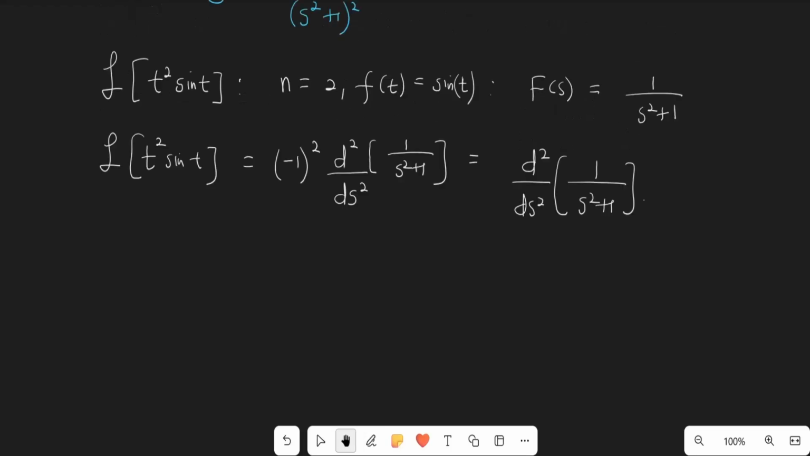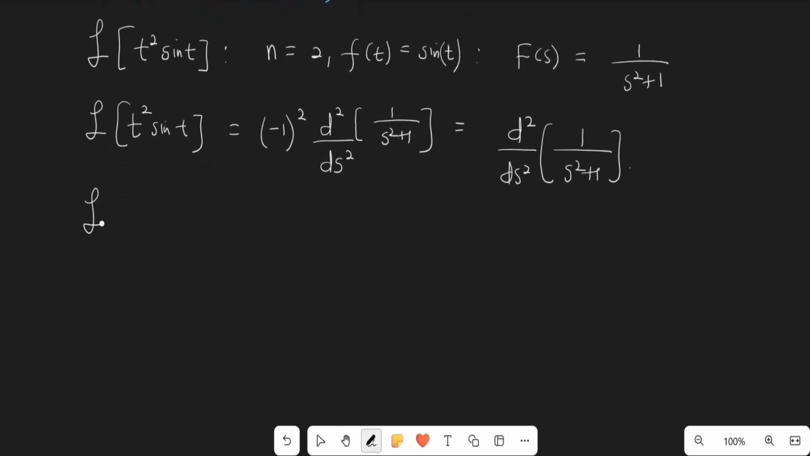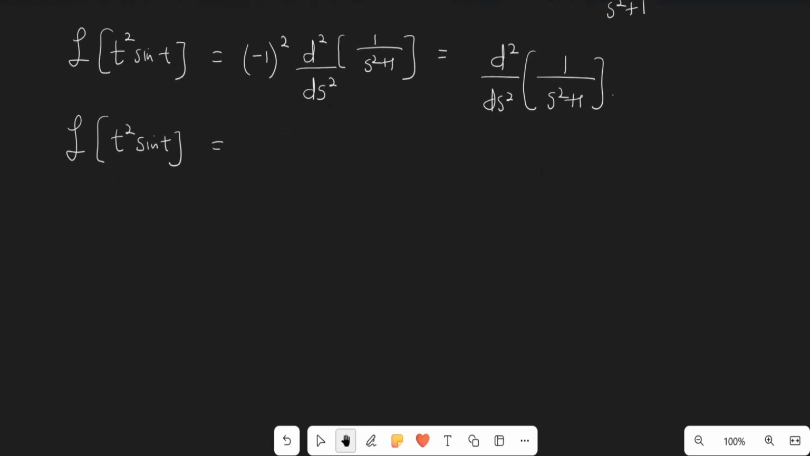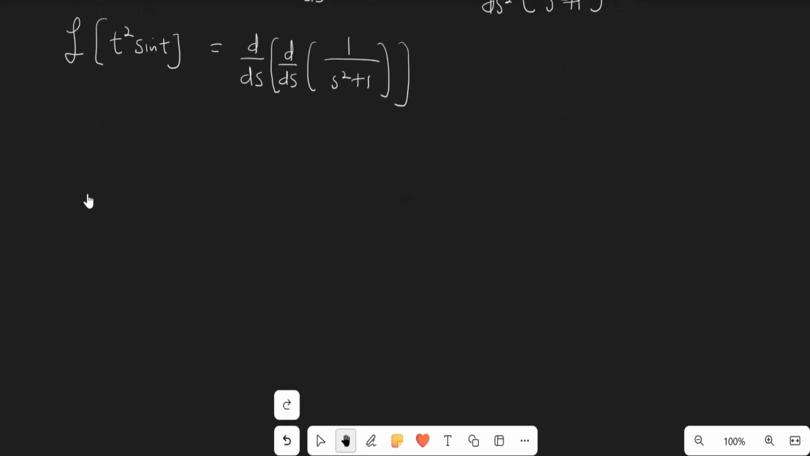So this is what we have for the Laplace transform of t squared multiplied by sine of t. Now let's solve this. This one is going to be d/ds, and then we are going to differentiate this one again. So we have d/ds of 1 over s squared plus 1. We are differentiating it two different times. So that's what we have.